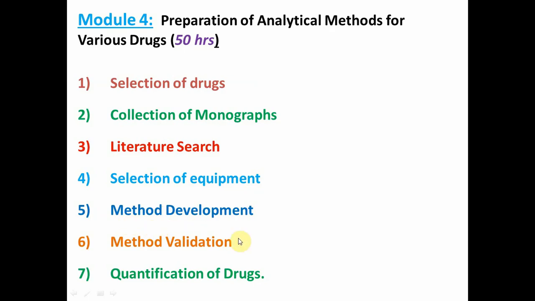Then next is the method validation. We will do the method validation according to the ICH guidelines. There are 9 to 10 parameters like system suitability, then accuracy, then precision, robustness, ruggedness, range, LOD, LOQ. These are the parameters which we have to do in the method validation. And last, the quantification of drugs.